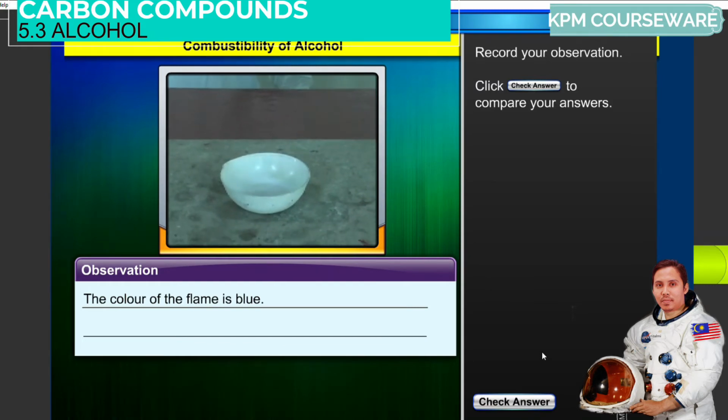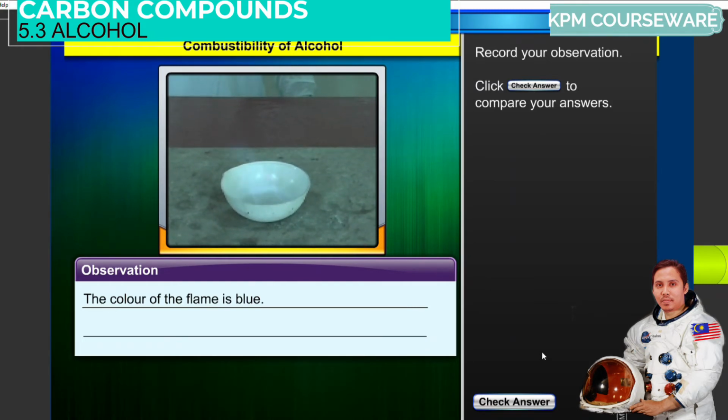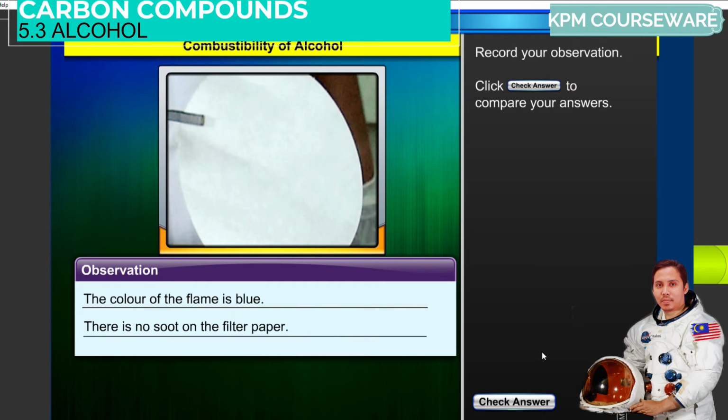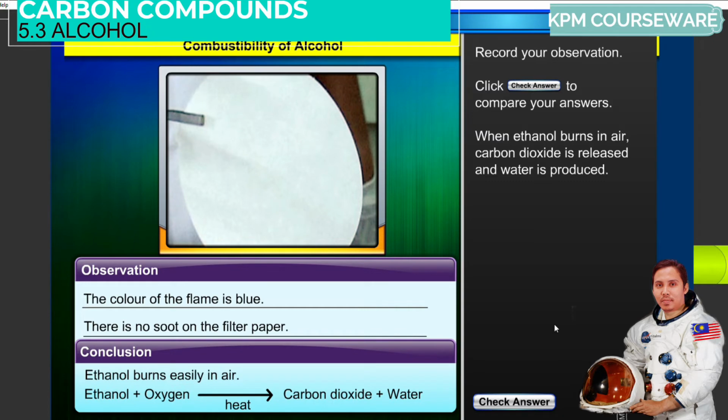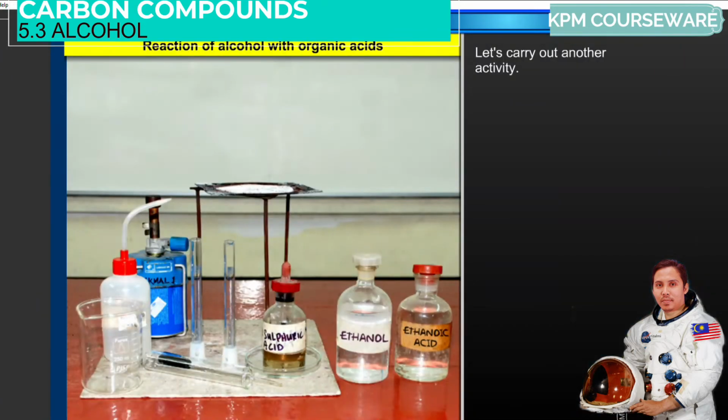The color of the flame is blue. There is no soot on the filter paper. Ethanol burns easily in air. When ethanol burns in air, carbon dioxide is released and water is produced. Let's carry out another activity. We will observe the reaction of alcohol with an organic acid.